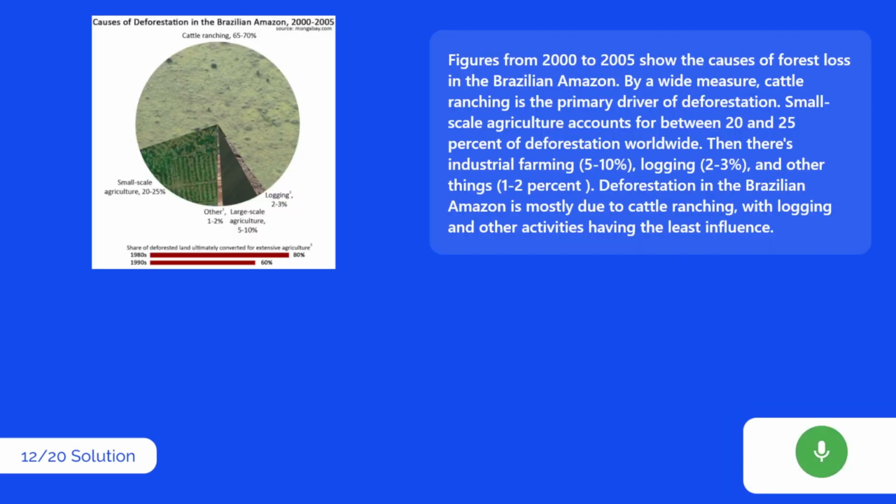Figures from 2000 to 2005 show the causes of forest loss in the Brazilian Amazon. By a wide measure, cattle ranching is the primary driver of deforestation. Small-scale agriculture accounts for between 20 and 25% of deforestation worldwide. Then there's industrial farming, 5 to 10%, logging, 2 to 3%, and other things, 1 to 2%. Deforestation in the Brazilian Amazon is mostly due to cattle ranching, with logging and other activities having the least influence.